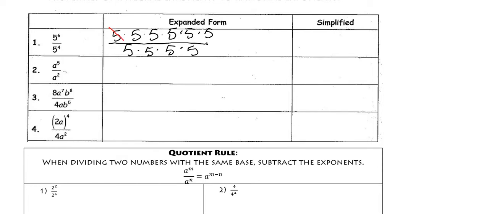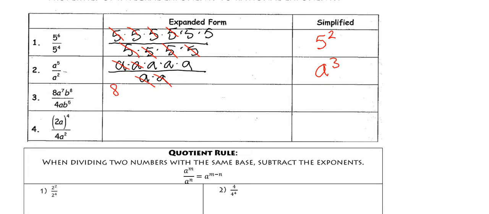Then we can cancel 1 on the numerator with 1 on the denominator, because those are just equal to 1. When you have 5 over 5, it's just 1. So we have 5 times 5 left on top, so we'll write that as 5 squared. Same idea for number 2 here. When I cancel these, 1 on the numerator, 1 on the denominator, I'm left with a to the 3rd power. There's 3 a's left on top.